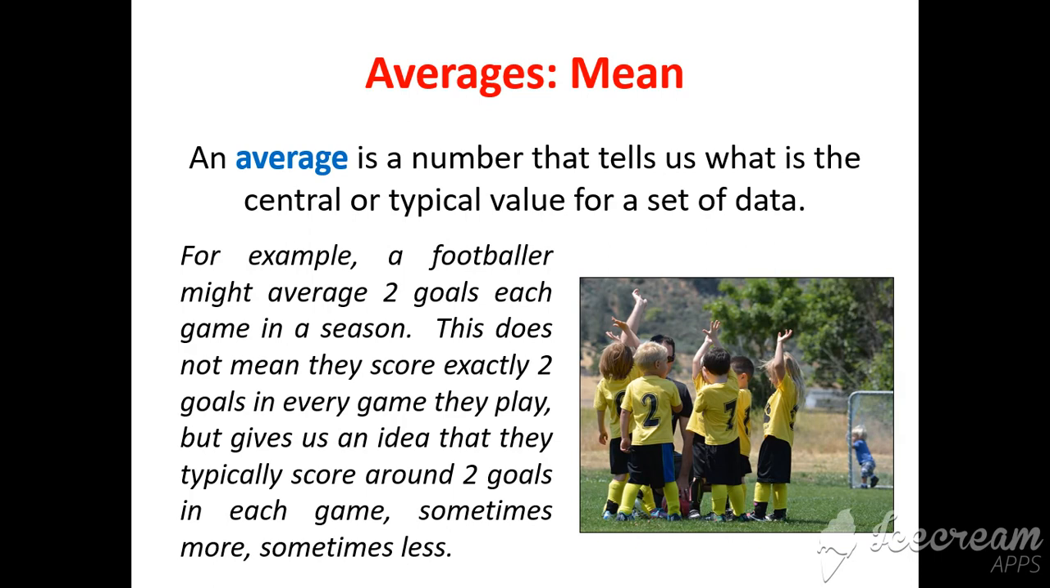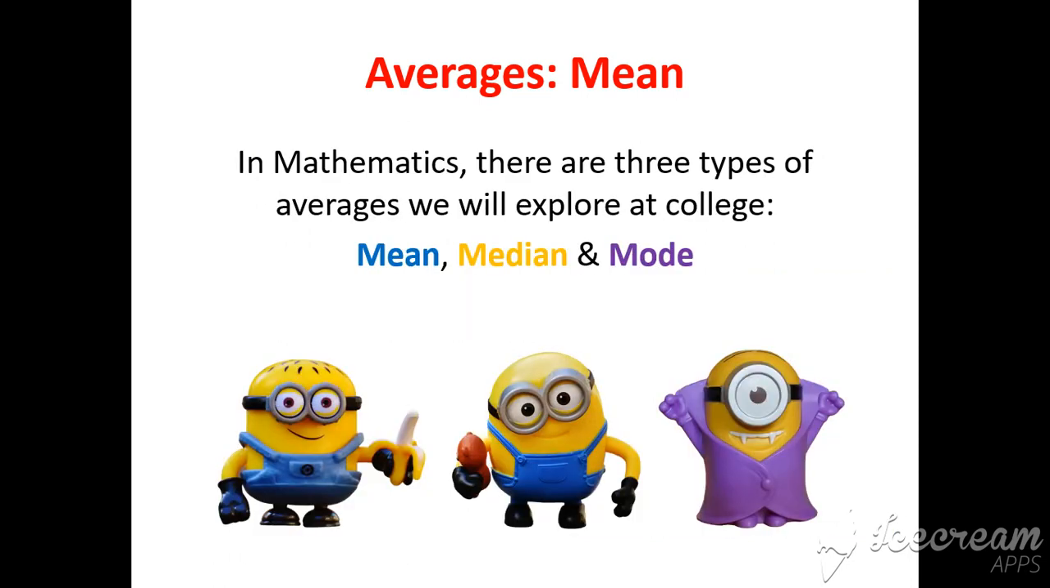For example, a footballer might average 2 goals each game in a season. This does not mean they score exactly 2 goals in every game they play, but gives us an idea that they typically score around 2 goals in each game, sometimes more, sometimes less. In mathematics, there are 3 types of averages we're going to explore: the mean, the median, and the mode.